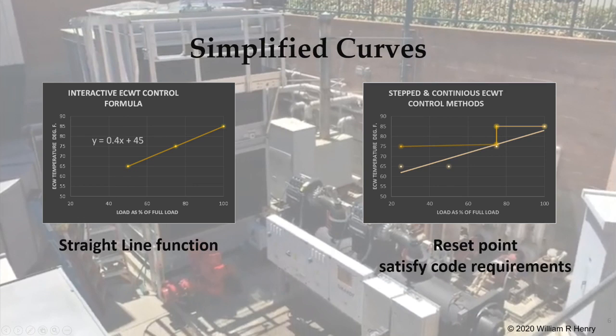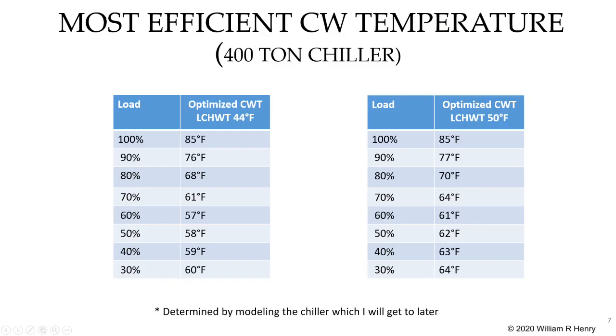Now let's look at a specific chiller. Here are data sets for a specific non-generic 400-ton chiller with R123 refrigerant. The first table profiles the condenser water temperatures versus load at a 44 degree Fahrenheit leaving chilled water temperature. And the second table profiles the condenser water temperatures at a 50 degree Fahrenheit leaving chilled water temperature. The most efficient condenser water temperature is plotted for each load condition in 10% load increments.